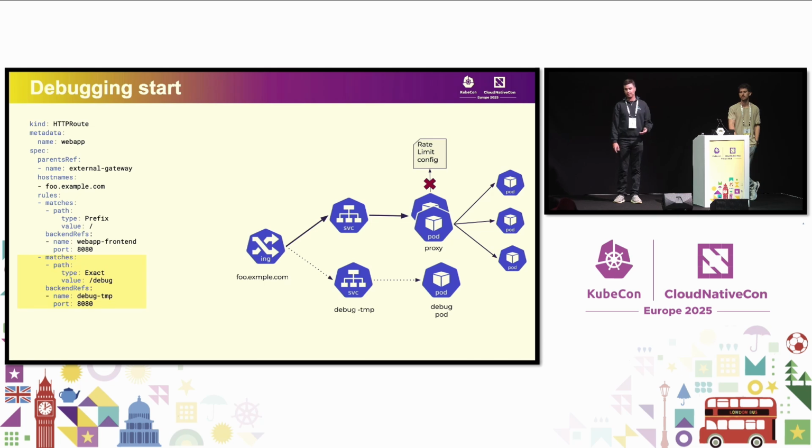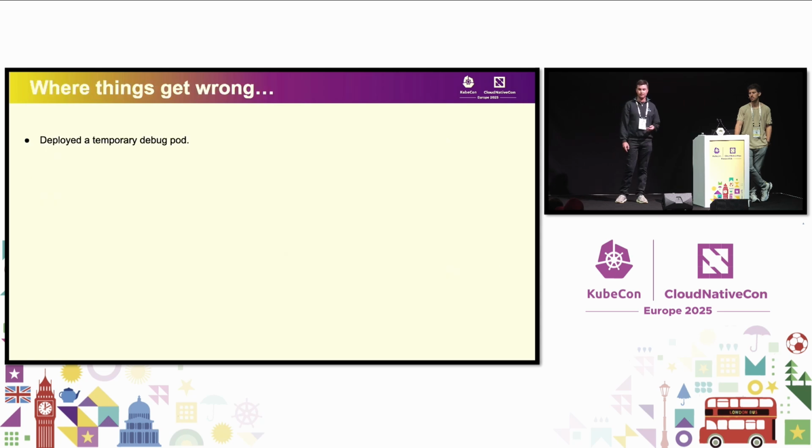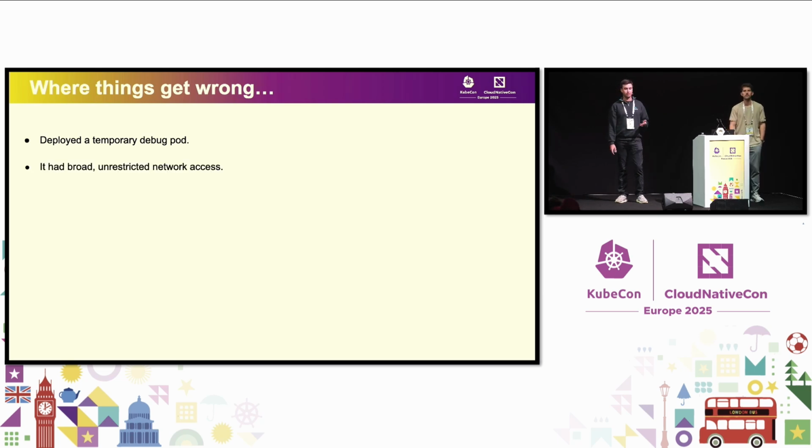So you add a debug path and a debug pod because you remember that the rate limiter is based on headers. So you add the debug pod to intercept some traffic and try to see what's going on. That debug pod is meant to be temporary, and you do figure out what's wrong and fix your rate limit. But because it was supposed to be temporary, it has broad, unrestricted network access, right? You didn't bother to secure it.